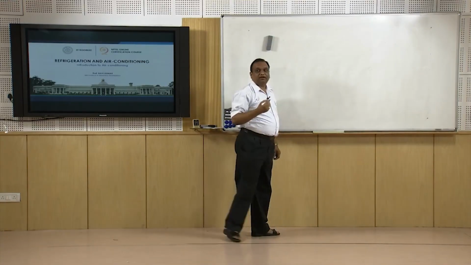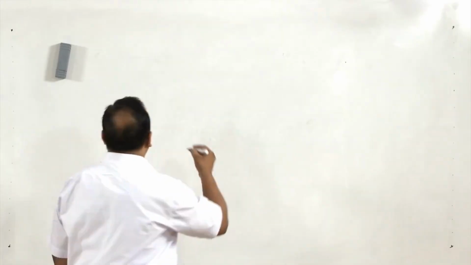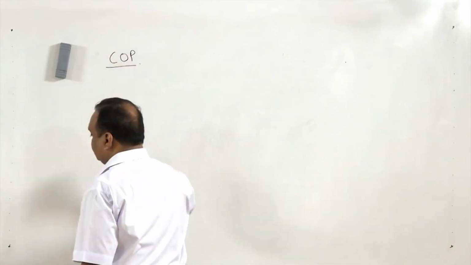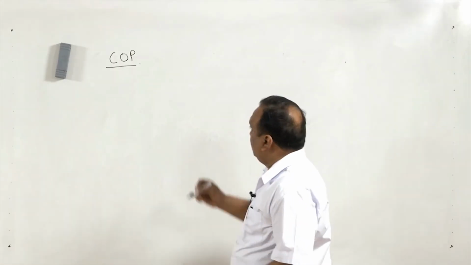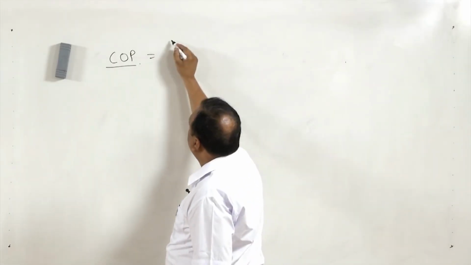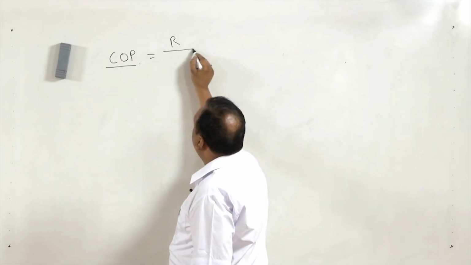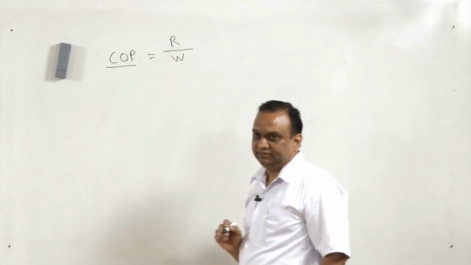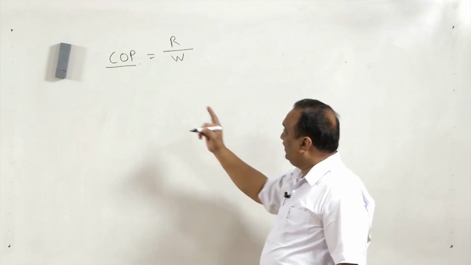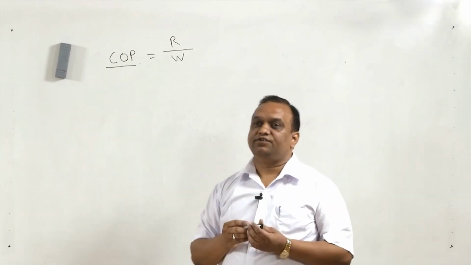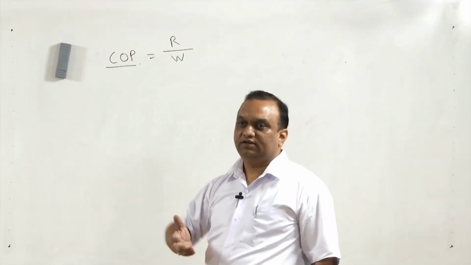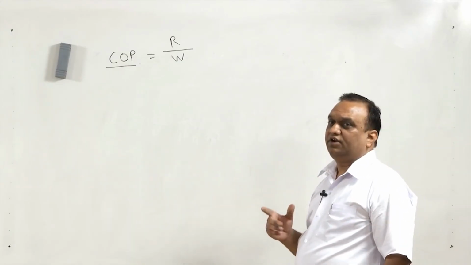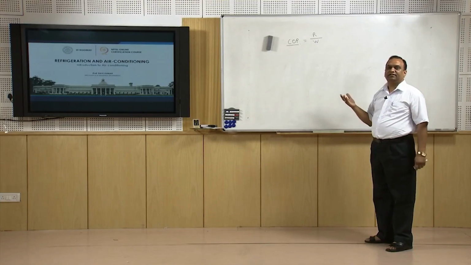Now, efficiency of air conditioner. In a refrigeration system, we were using COP, coefficient of performance. Coefficient of performance was refrigerating effect divided by energy spent for this refrigerating effect, that is energy consumed by the compressor. The same COP is used for air conditioner also. Every air conditioner has certain COP. Now, in air conditioner, normally COP is higher than the refrigeration system.